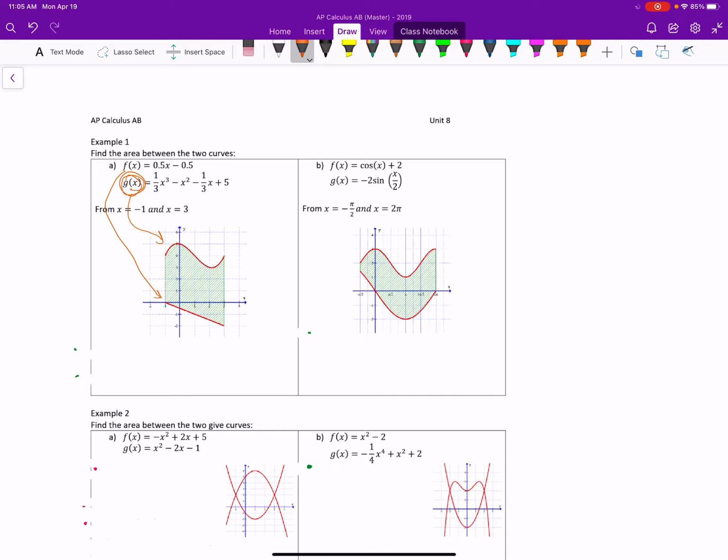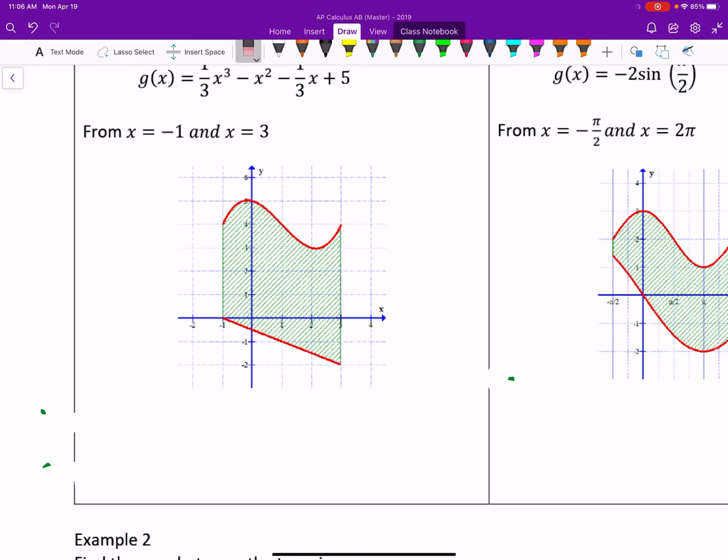So that means find the integral from, I guess we're going from -1 to 3, of g of x dx, since g is the upper curve, minus the integral from -1 to 3 of f of x dx, like that. That's one option. The other option is to think, I tend to think this way, but whatever works for you.